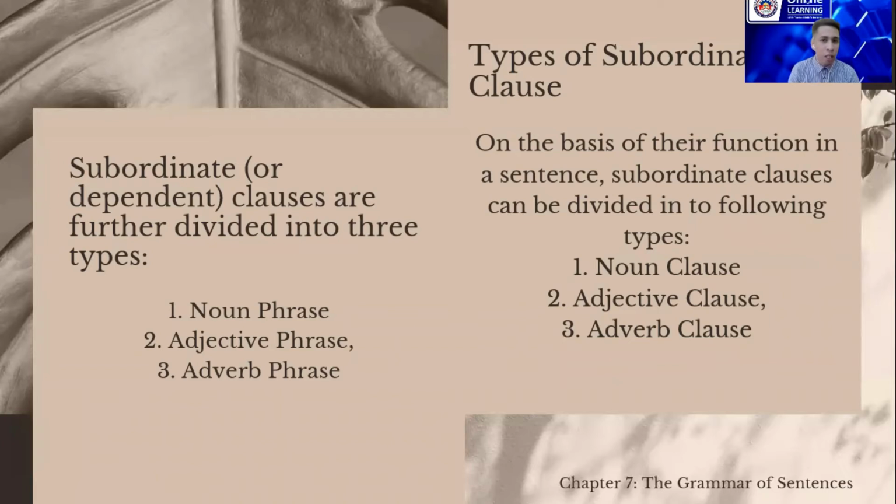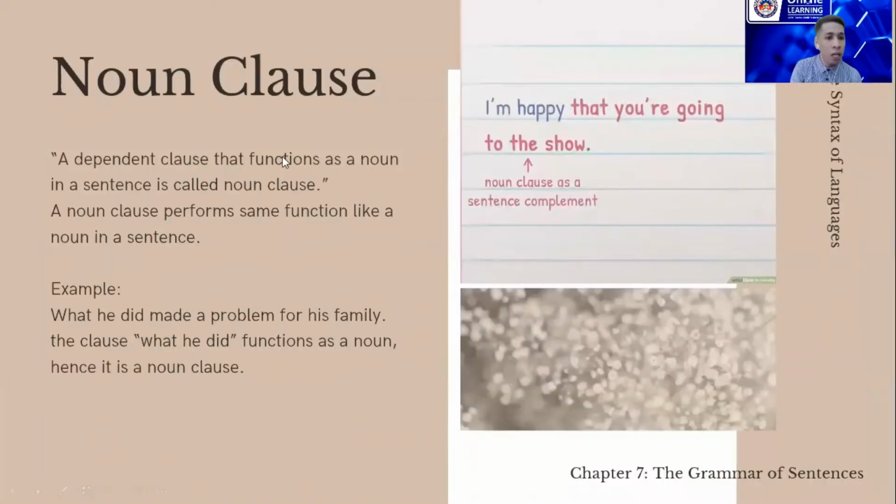In a subordinate clause, we also need to consider its types. In a subordinate or dependent clause, we have three. The first one is a noun clause, then adjective, and adverb. In a noun clause, a clause that functions as a noun in a sentence is called a noun clause. As we all know, nouns are the naming of persons, places, things, and so on. So it performs some function like a noun in a sentence.